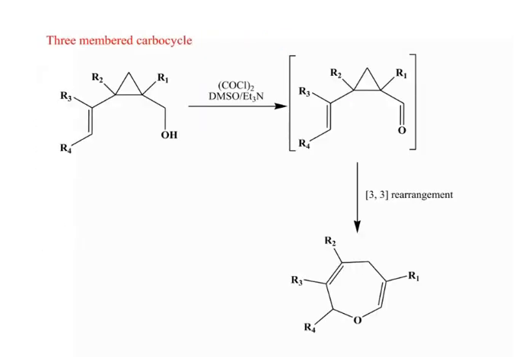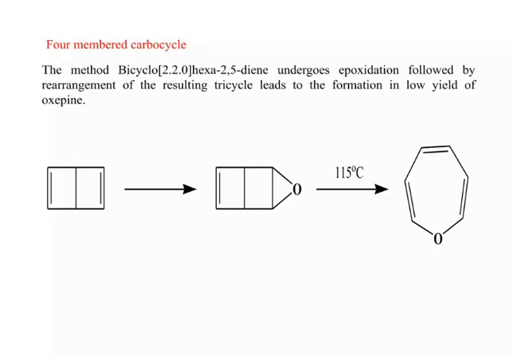So you can see the scheme. 3 member carbocycles undergo reactions, give the keto form, and then a 3,3 sigmatropic rearrangement gives the oxepine structure. Now 4 member carbocycles, the method: bicyclo[2.2.0]hexa-2,5-diene undergoes epoxidation. You can see here the epoxidation, followed by rearrangement of the resulting tricyclic leads to the formation in low yield of oxepine.